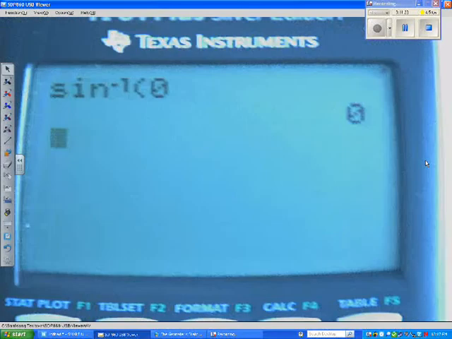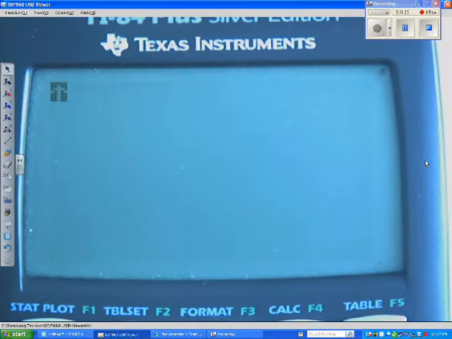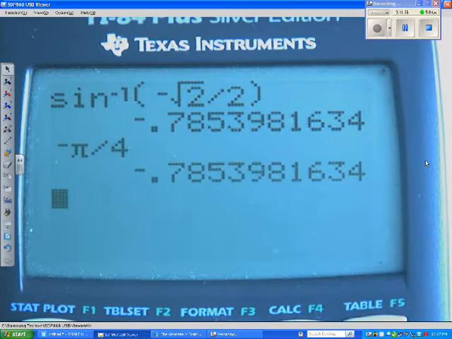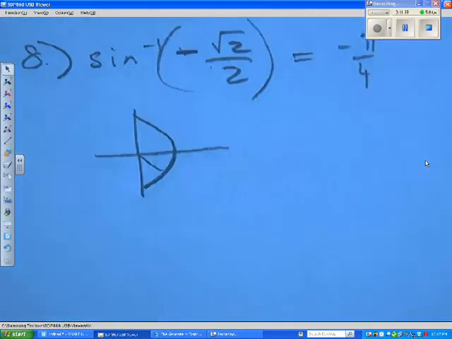Like I said, it's helpful when first learning this to check out your work with your calculator. So let's do negative square root of 2 divided by 2. We're going to get this value. Let's see how this relates to negative pi over 4. Hey, what do you know? They're the same.